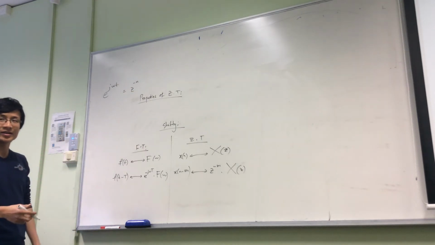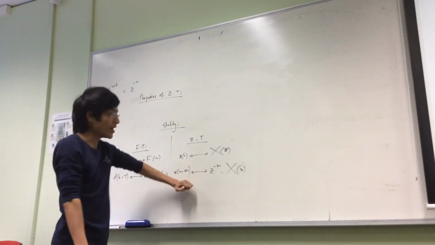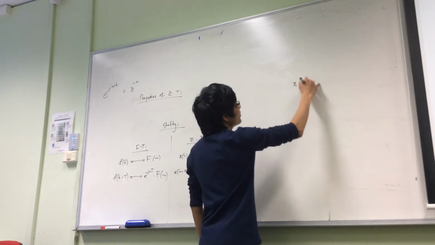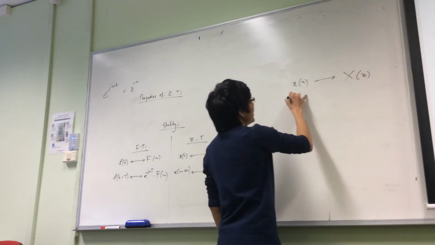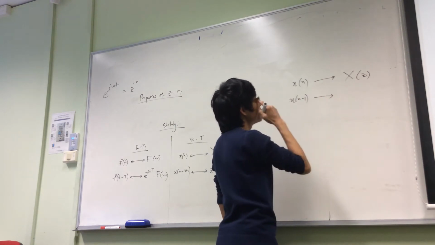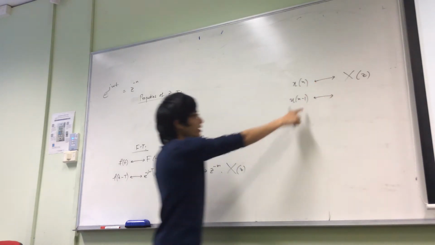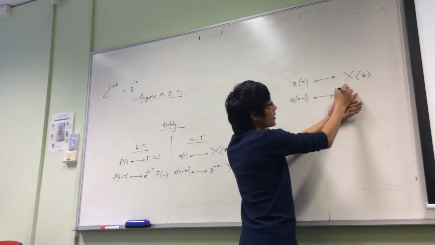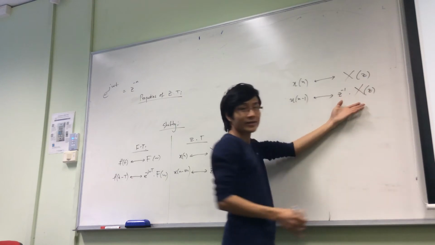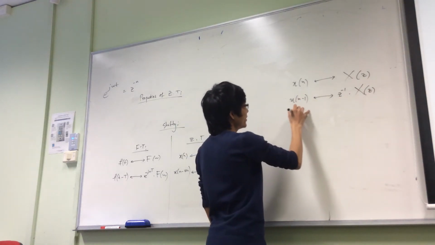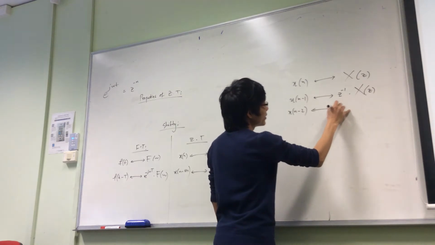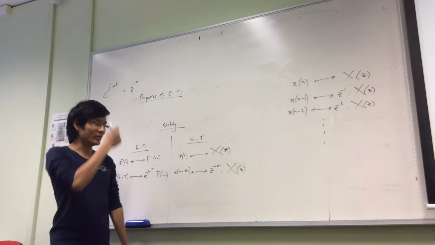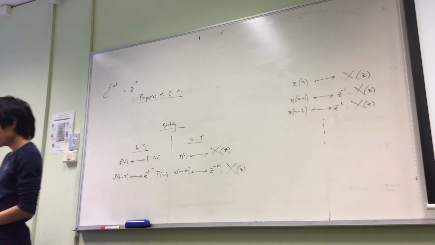Now this one is very important. If you have x[n] become X(z), that means x[n minus 1], shifted by 1, becomes z to the minus 1 times X(z). Quite important. So x[n minus 2] will be z to the minus 2 times X(z), and so on. Simple enough. This one is quite important.